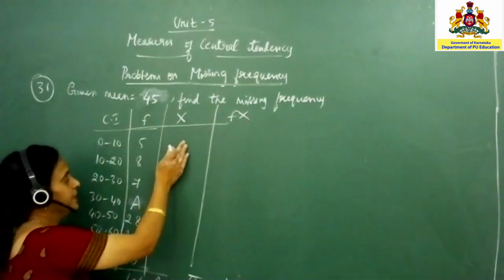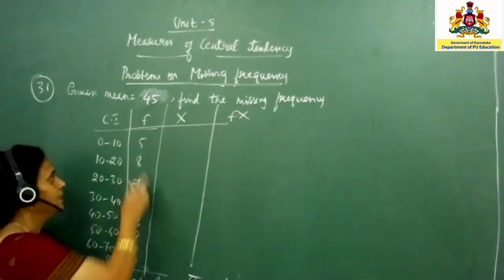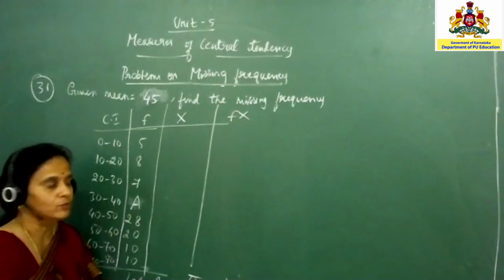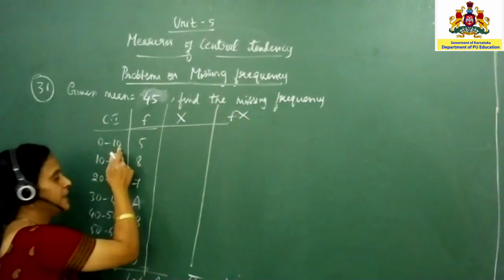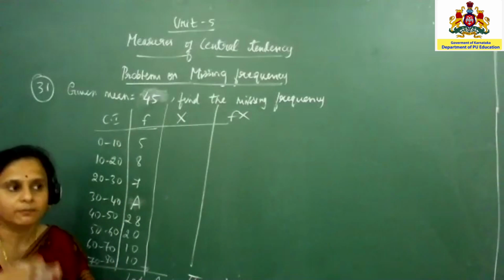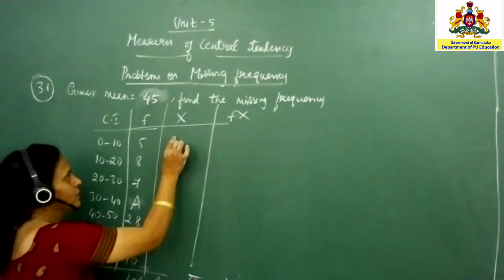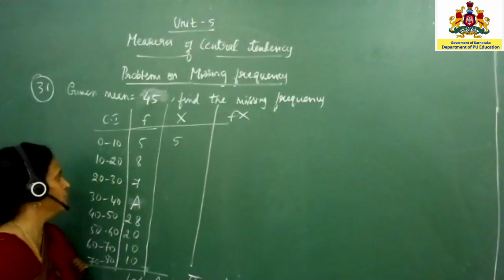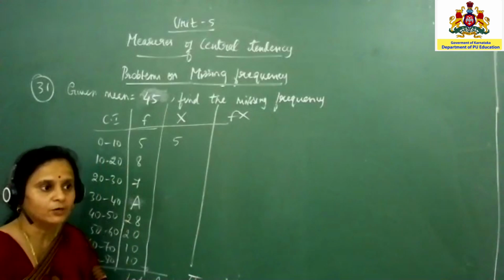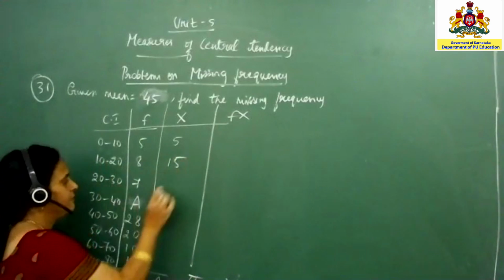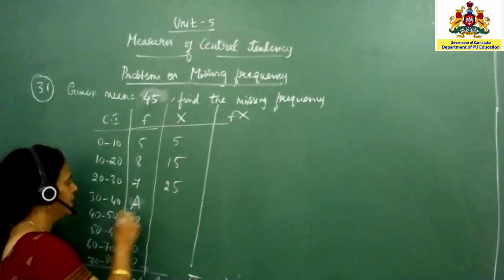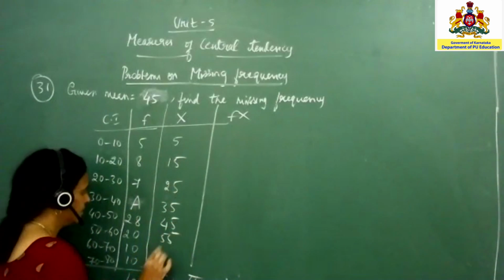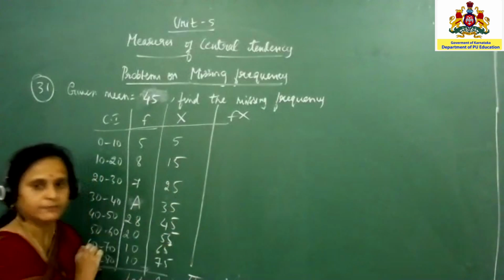X column, X, as we discussed in the earlier classes: to take X, we have to add up the lower and upper limit and divide by 2. For example, 0 plus 10 by 2. 0 plus 10 is 10, 10 by 2 is 5. So one of the X values I'll be getting is 5. Next, 10 plus 20 by 2. 10 plus 20 is 30, 30 by 2 is 15. Same way if I carry on, the center values are 25, 35, 45, 55, 65 and 75.